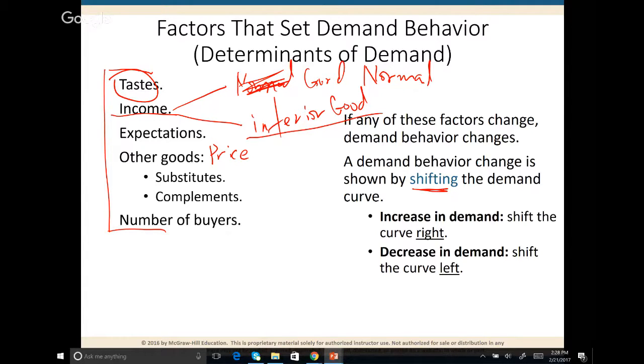And the last one is number of buyers. When the number of buyers changes, this also shifts our demand curve. If there are more buyers, demand shifts to the right. If there are fewer buyers, demand shifts to the left, okay? All right.